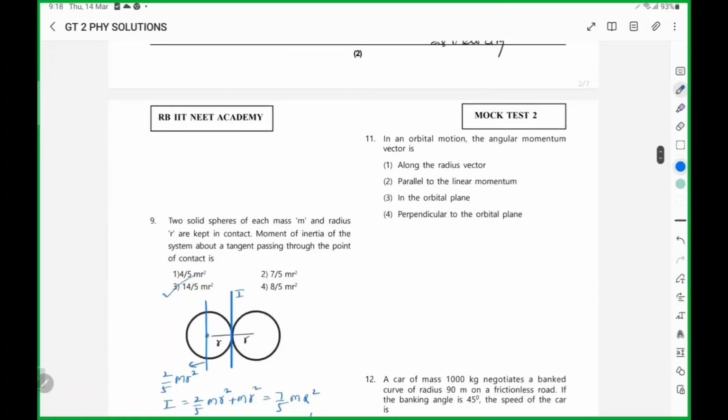So here in an orbital motion, this angular velocity, angular momentum, torque, the direction of they are all axial vectors. Their direction will be perpendicular to the plane.